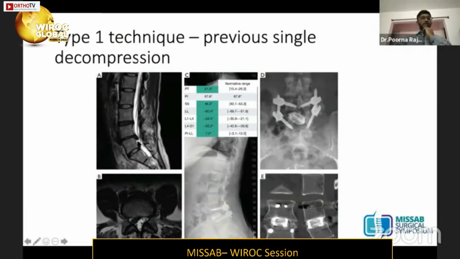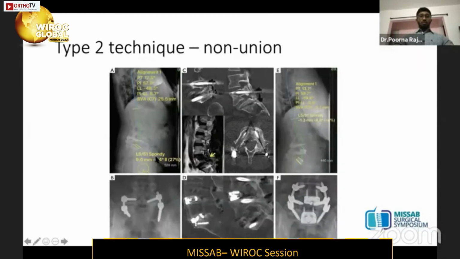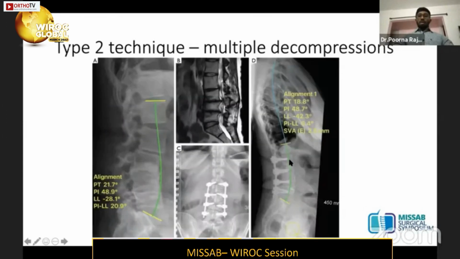So this is a type 1 technique followed for an L4-5 level already decompressed, now with a right-sided disc. I don't know how many of our panelists will agree to this kind of management, but here the sagittal profile is maintained and they have done an MIS TLIF. You can see it. And this is also a type 1 technique, where previous single level decompression was done. Now multiple decompressions have been done, and there is a kyphotic alignment of the lumbar spine rather than a good lordosis. So they have done a multiple level anterior fusion to achieve the sagittal alignment.